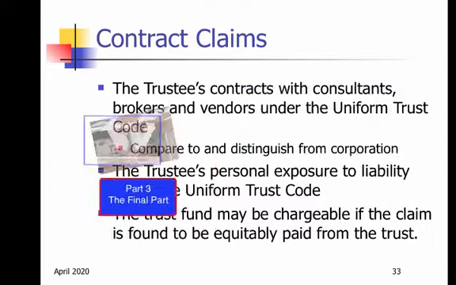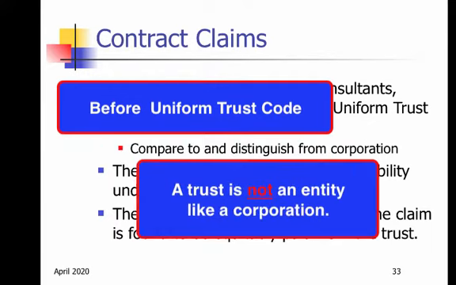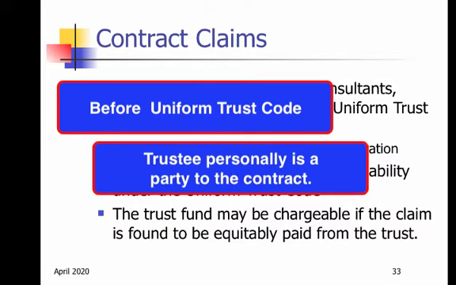Now let's talk about some problems a trustee can get into when entering into contracts. This is another feature of being a trustee that trustees often do not fully appreciate. Before enactment of the Uniform Trust Code, when a trustee would enter into a contract, he personally would be entering into the contract, not the trust. This is not the same thing as when a corporation enters into a contract. No, the trust is not an entity for this purpose like a corporation. Rather, the trustee personally would be the party to the contract.